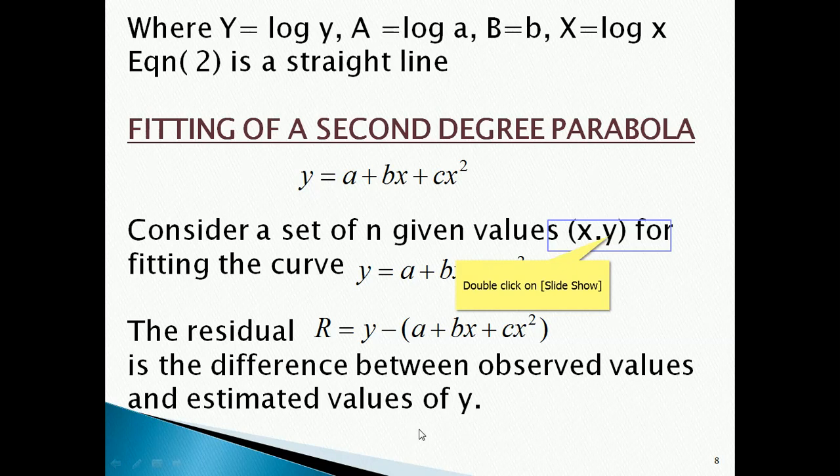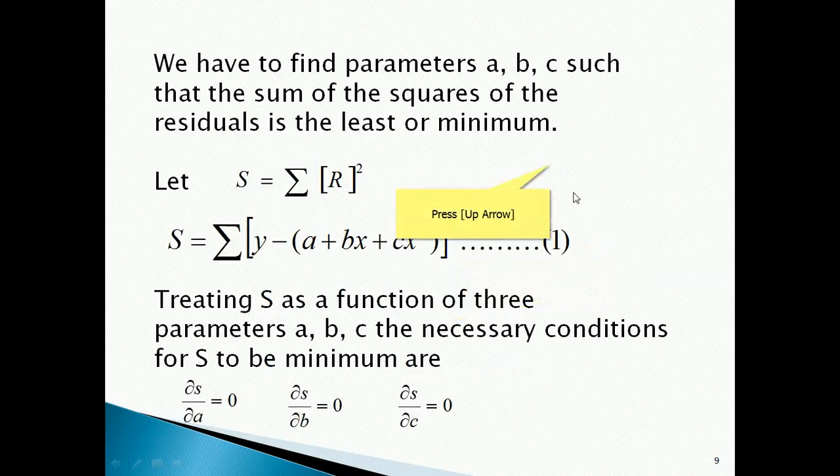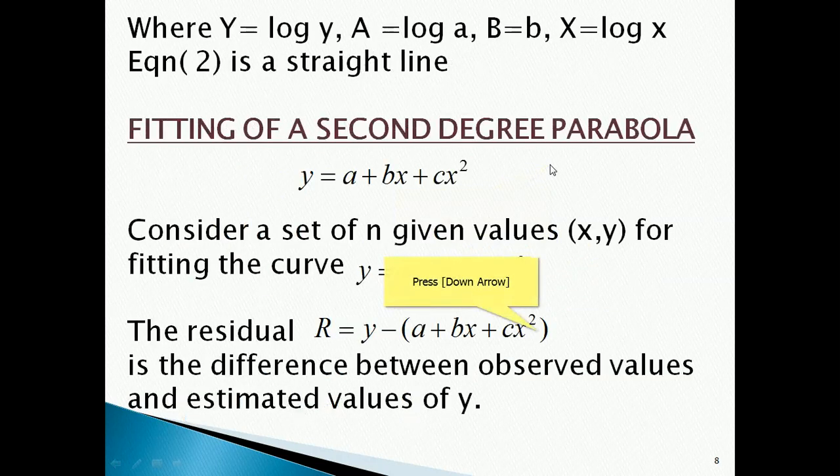Consider the set of n given values x comma y for fitting the parabola y is equal to a plus bx plus cx square. The given values of y are known as the observed values, and the values obtained by using y is equal to a plus bx plus cx square are known as the expected values, estimated values. The difference between the observed values and estimated values is known as the residual. R is equal to y minus of a plus bx plus cx square.